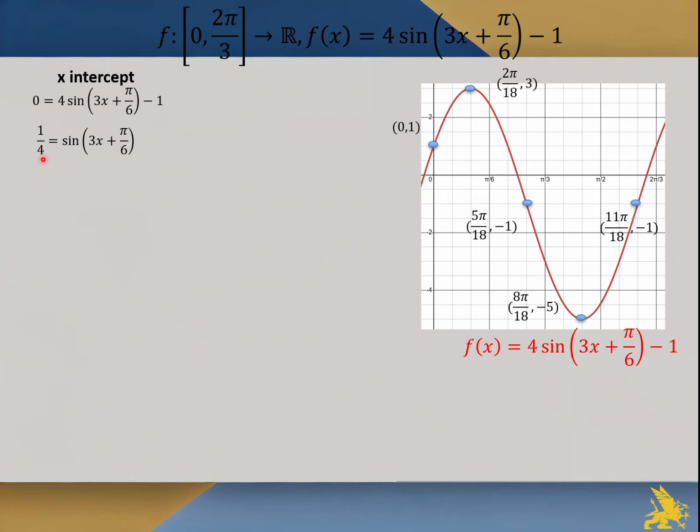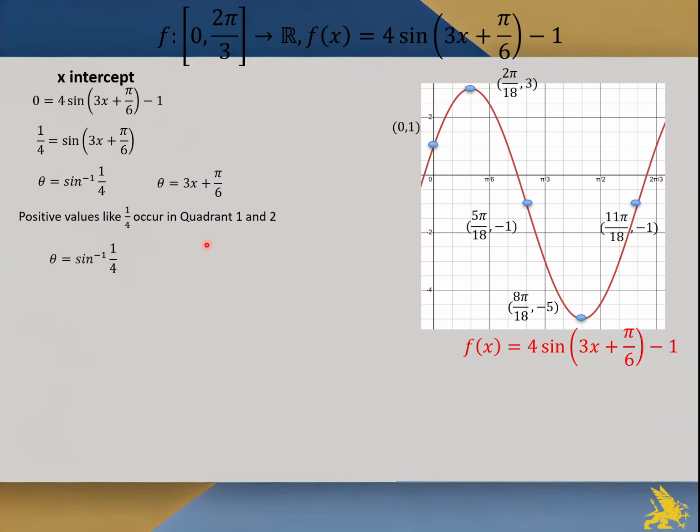We're going to get sine to the other side, and that normally gives us our theta. And our theta is going to be worth 3x plus pi over 6. So this is where we need to understand this part right here. Sine theta equals 1 over 4. So 1 over 4 is positive in quadrant 1 and 2 because we've got SACT. So S is sine in quadrant 2, all is in quadrant 1. So that's what we are going to be using.